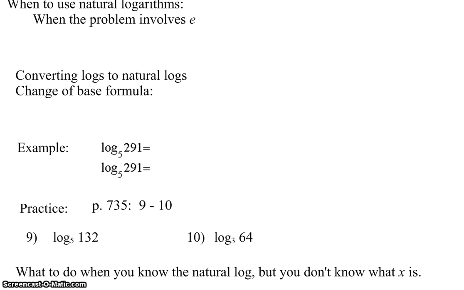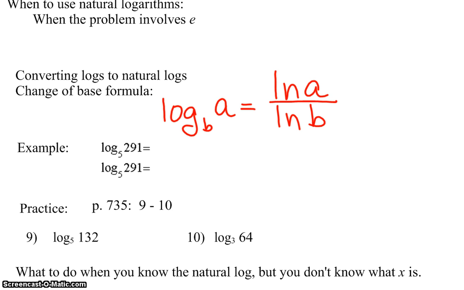Now, the formula for converting logs to natural logs is basically the same change of base formula we had before. If we are looking at the log base b of a, it's the same as ln of a over ln of b. This is just a different function on your calculator. You have an ln key as well.